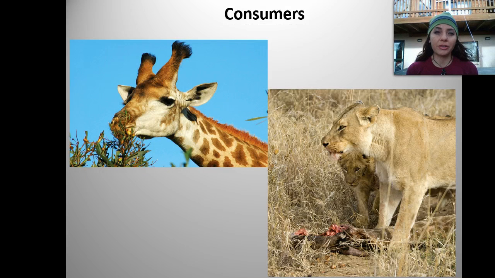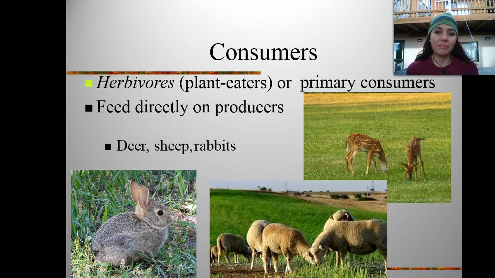Next, we're going to talk about consumers. There are many different types of consumers. So primary consumers can be referred to as herbivores, meaning that they eat only plants. And again, those are called primary consumers. They feed directly on producers such as grass, trees, plants, shrubs, fruits, all of those types of things. So, examples of primary consumers or herbivores would be deer, sheep, and little bunny rabbits.